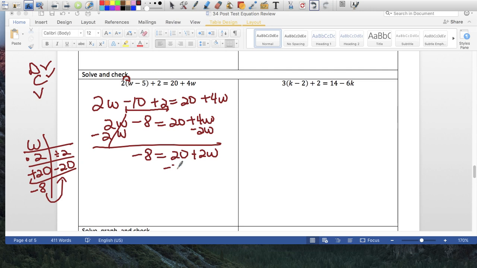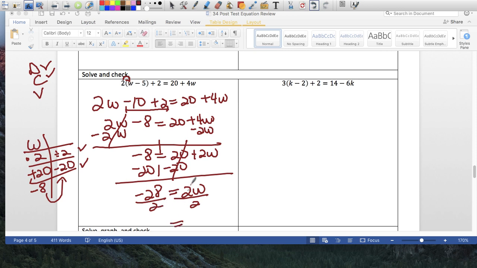So we're going to do minus 20 on that side. These two go bye-bye. I have 2w left over. Negative 8 and negative 20 is negative 28. Check. Divide by 2 now. Divide this by 2, divide this by 2. These two cross out, becoming 1. I have w, and negative 28 divided by 2 is negative 14.